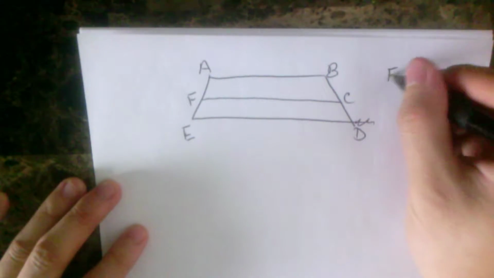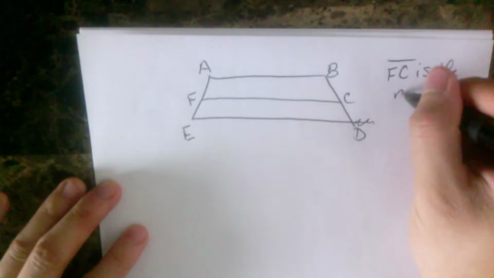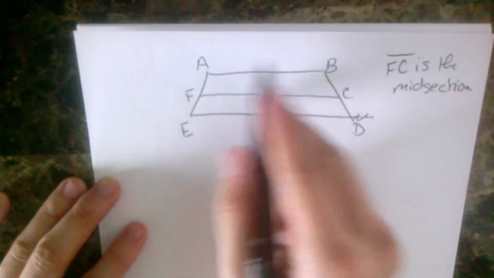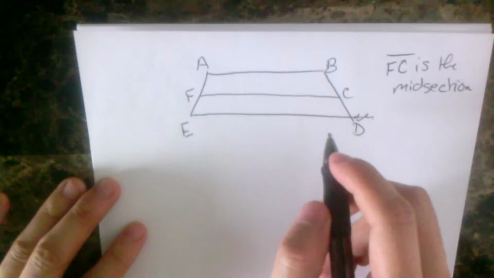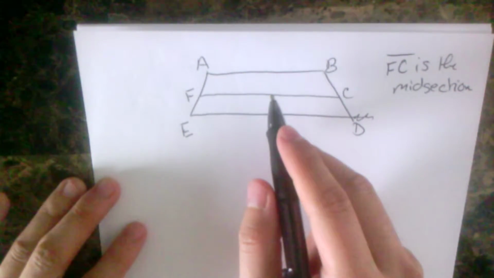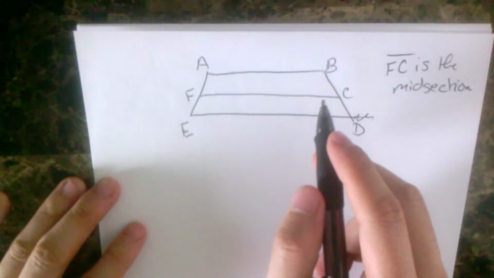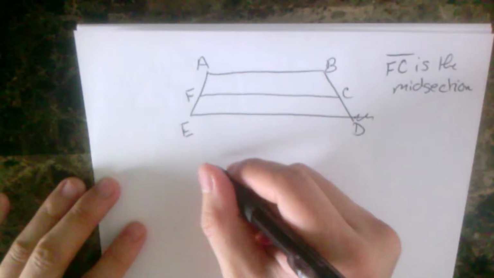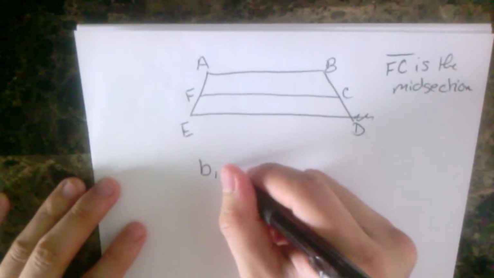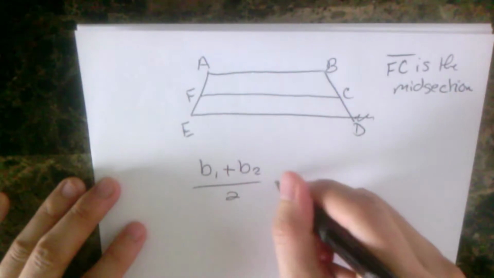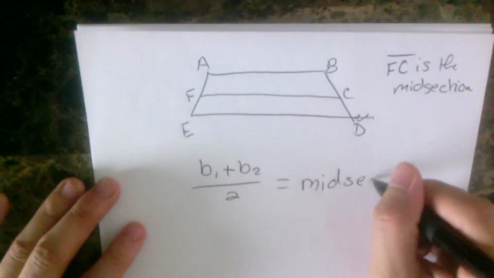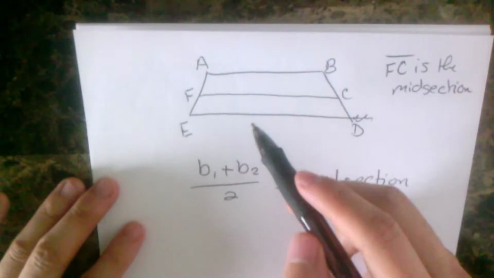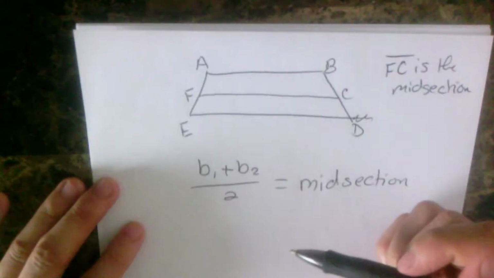So if I tell you that FC is the midsection, we know something very specific. I know that the top line, or base 1 and base 2 added together divided by 2 equals FC. The reason for this is because FC is the midsection, so it is the average of the other two. So basically base 1 plus base 2 divided by 2 equals your midsection. This is the way we described it in class, okay? If you have to, think of base 1 and base 2 as the top and the bottom. So add the top, add the bottom, divided by 2, and that gives you your midsection here.